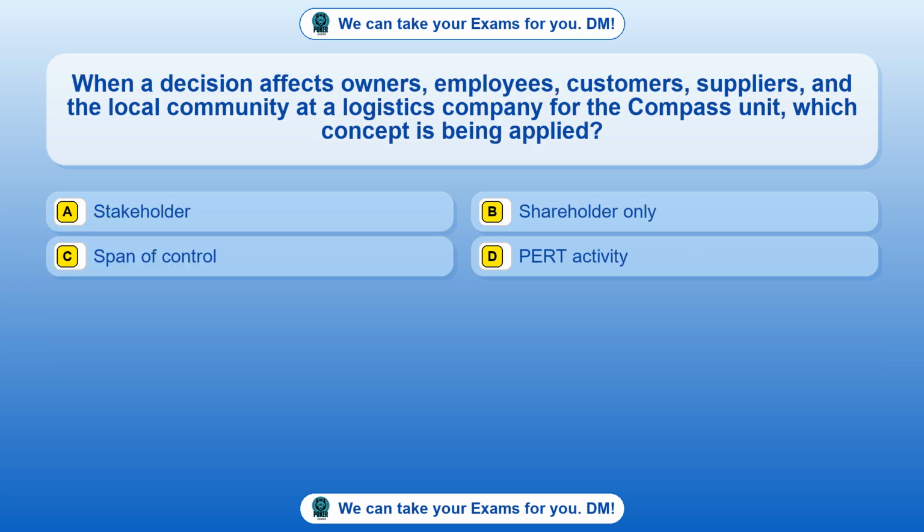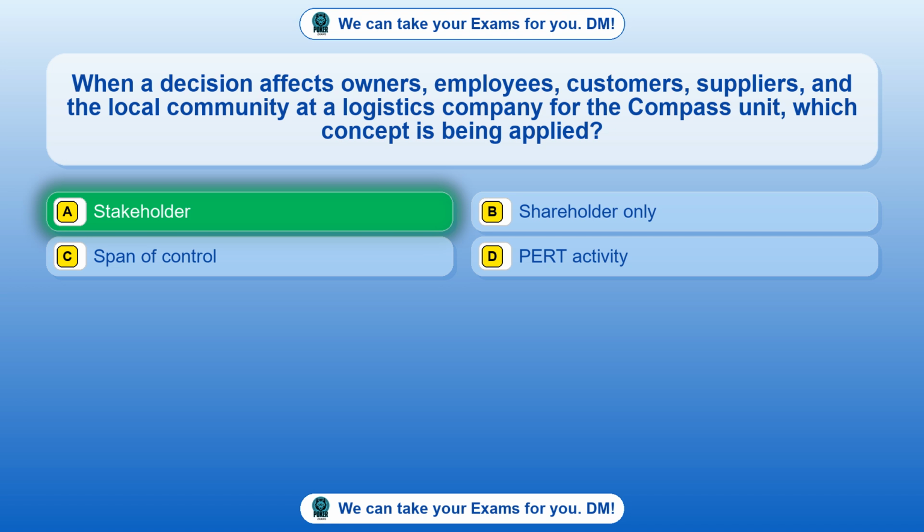Question 41. When a decision affects owners, employees, customers, suppliers, and the local community at a logistics company for the campus unit, which concept is being applied? Option A, stakeholder. Option B, shareholder only. Option C, span of control. Option D, PERT activity. The correct answer is option A, stakeholder.